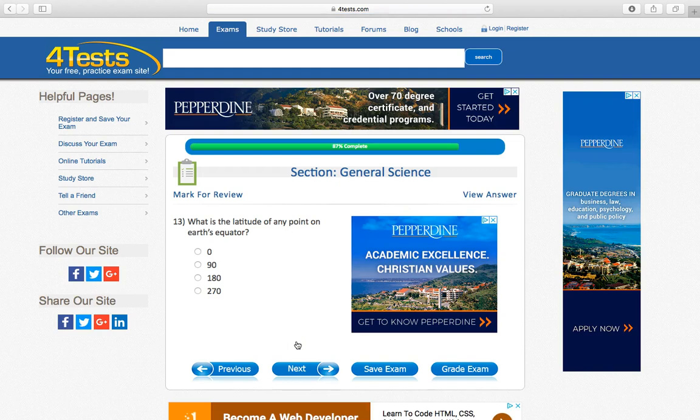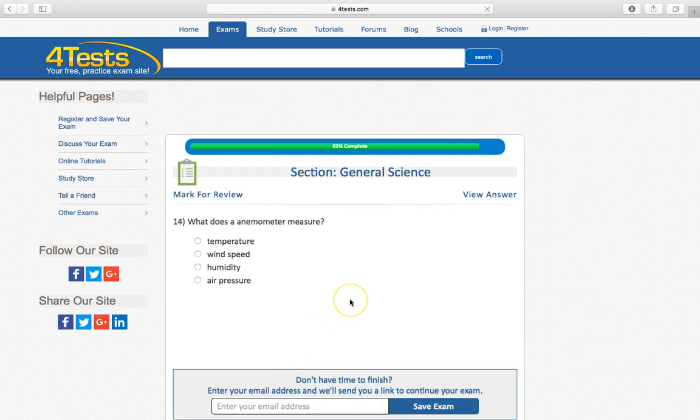What is the latitude of any point on Earth's equator? Okay, so the latitude on the equator is always 0. Just that should be pretty straightforward, I think. I'm not sure how to explain that further, but if you didn't know that, then think that through. Latitude always 0. Longitude would be a different story, but latitude always 0.